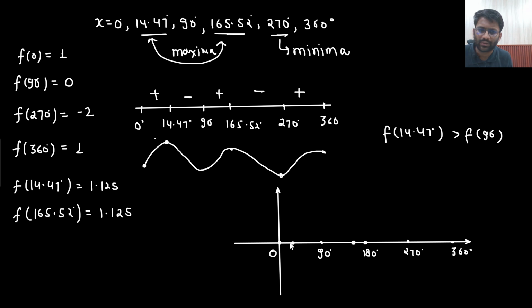Value at 0, that is 1. From 1 it will rise till this point and then it will start decaying. At 90 degree it will become 0, and after that it will start rising again till the same point. After that, at 180 we did not find out. Let's find out the value at 180 degree as well. What will be the value at 180 degree?